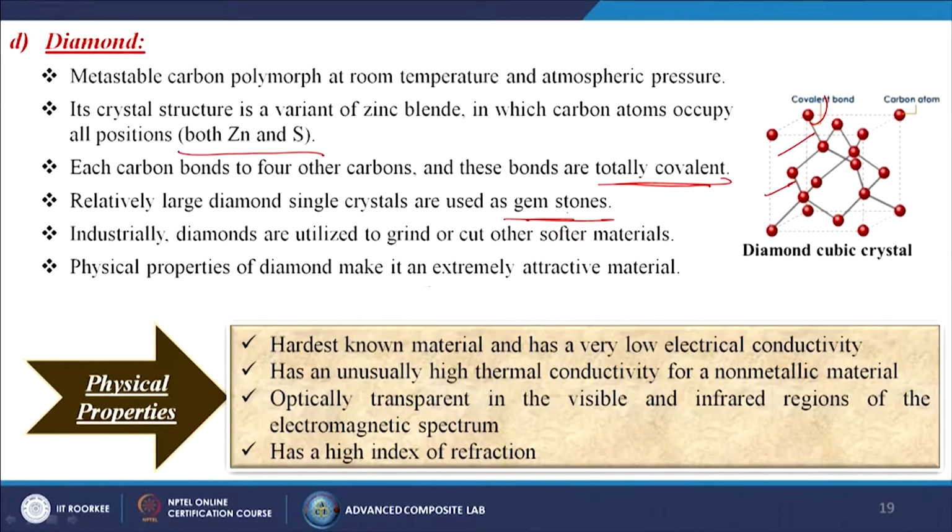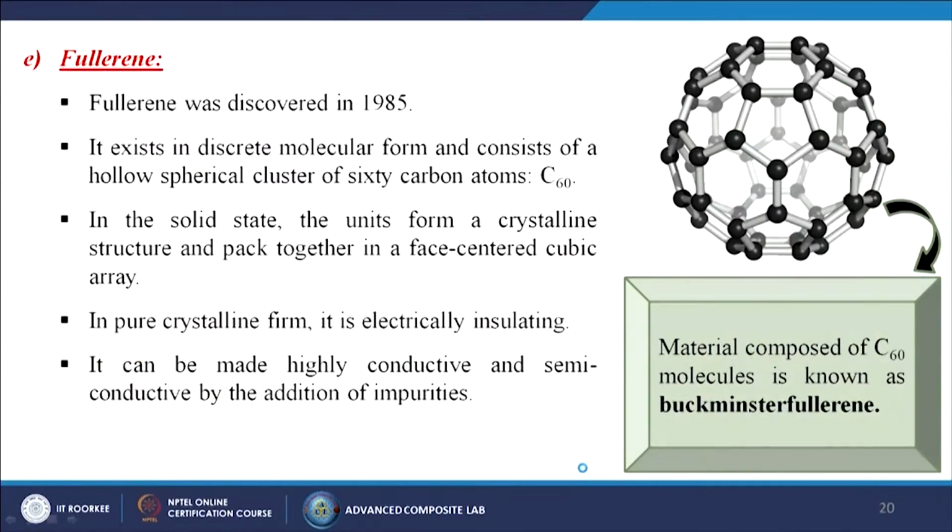Physical properties of diamond make it an extremely attractive material. What are the physical properties? Number 1: hardest known material and has a very low electrical conductivity. Number 2: has an unusually high thermal conductivity for a non-metallic material. Number 3: optically transparent in the visible and infrared regions of the electromagnetic spectrum. And last, number 4: has a high index of refraction.